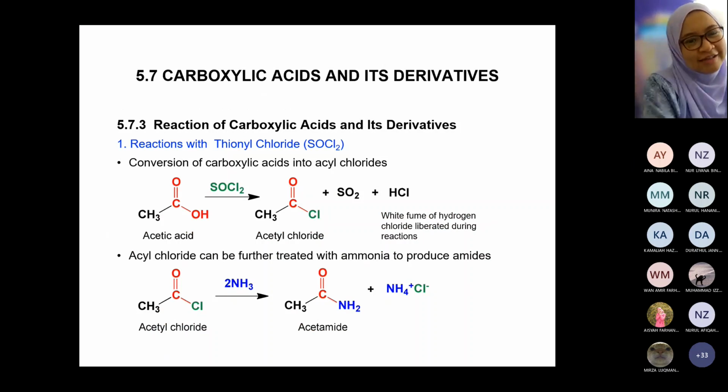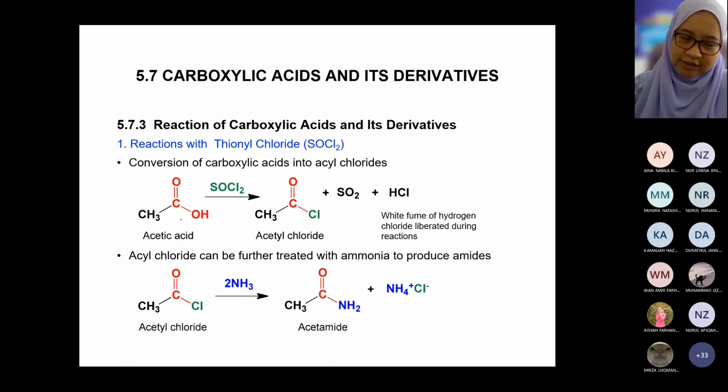Okay. Settle for naming of ester. Lastly, reaction involving carboxylic acid and ester. So, kena hafal lah. Ni memang tak ada cara lain lah. Ni memang you kena ingat all the reagents, all the conditions and also the name of the reaction.